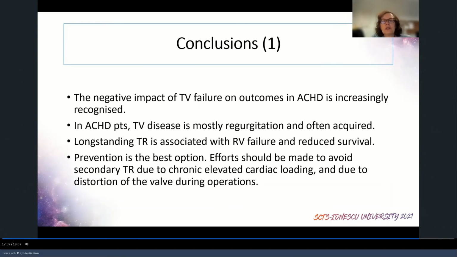So in conclusion, the negative impact of tricuspid valve failure on outcomes in adult congenital heart disease is increasingly recognized. In these patients, tricuspid valve disease is mostly regurgitant and often acquired, and long-standing tricuspid regurgitation is associated with RV failure and reduced survival. Thus, prevention is the best option, and efforts should be made to avoid secondary TR, either due to chronic elevated cardiac loading conditions or due to the distortion of valves during operations and interventions.